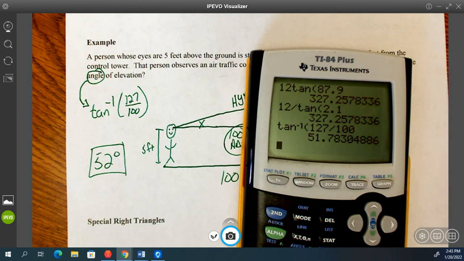The drawing part is going to mess me up tomorrow. You don't have to draw.